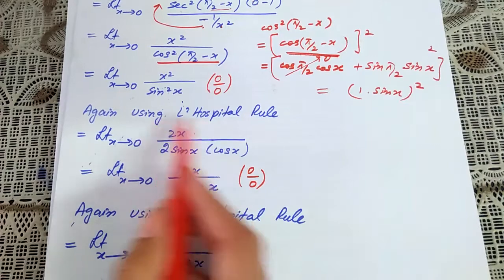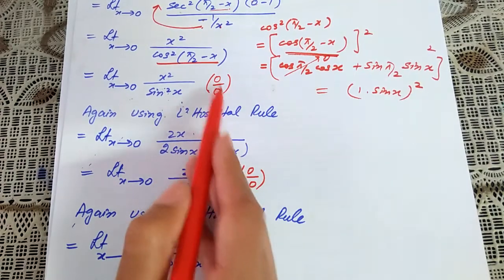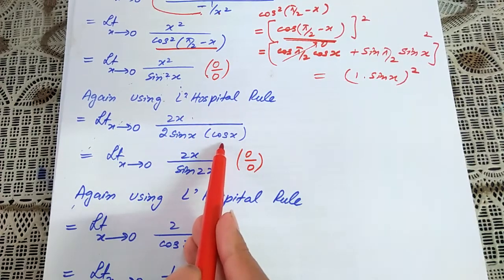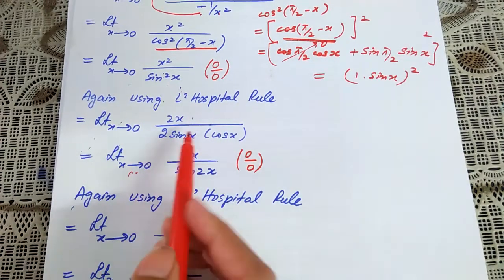Again using the L'Hopital rule, because we will get the 0 by 0 form here. Take the derivative of numerator and the derivative of denominator. Again, multiply.